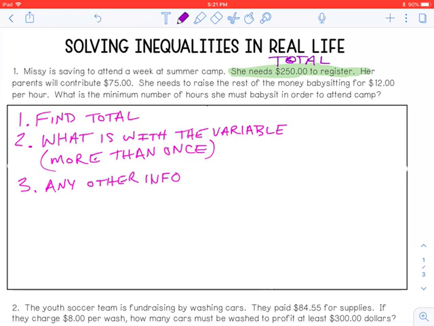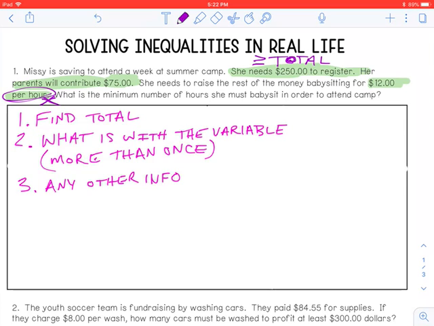So we need $250, but we can't have less than $250. So our inequality here needs to be greater than or equal to $250. Okay, her parents will contribute $75. She needs to raise the rest of the money with babysitting, which is $12 per hour. Since it's per hour, that's where the x is going to go.